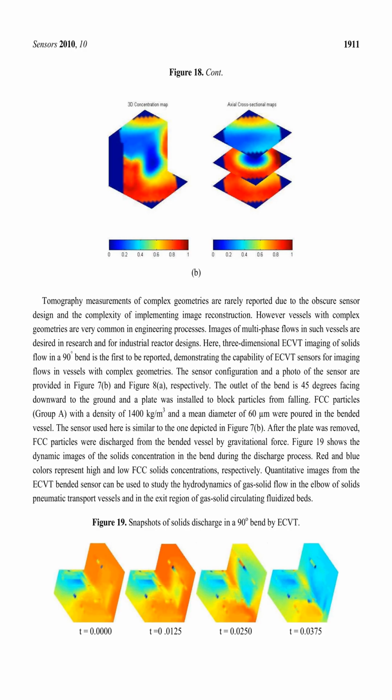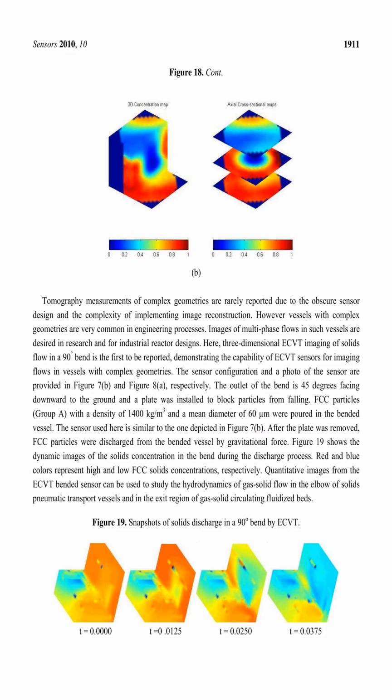The sensor configuration and a photo of the sensor are provided in Figure 7b and Figure 8a, respectively. The outlet of the bend is 45 degrees facing downward to the ground, and a plate was installed to block particles from falling. FCC particles, Group A, with a density of 1,400 kilograms per cubic meter and a mean diameter of 60 microns, were poured in the bended vessel. The sensor used here is similar to the one depicted in Figure 7b.